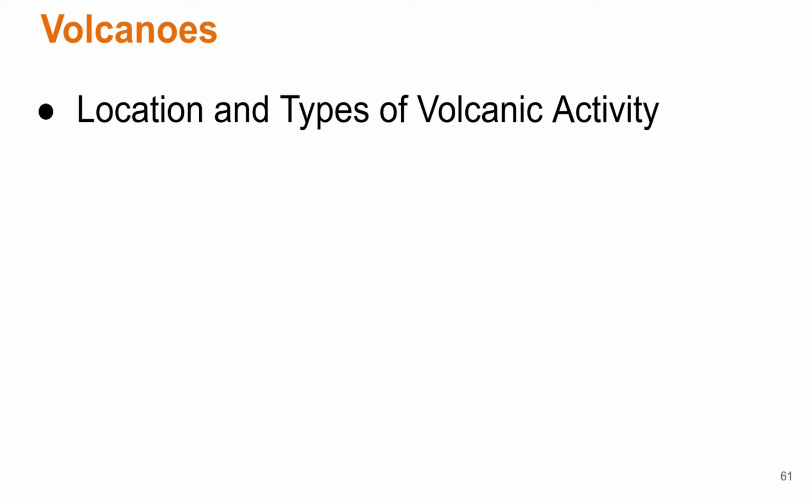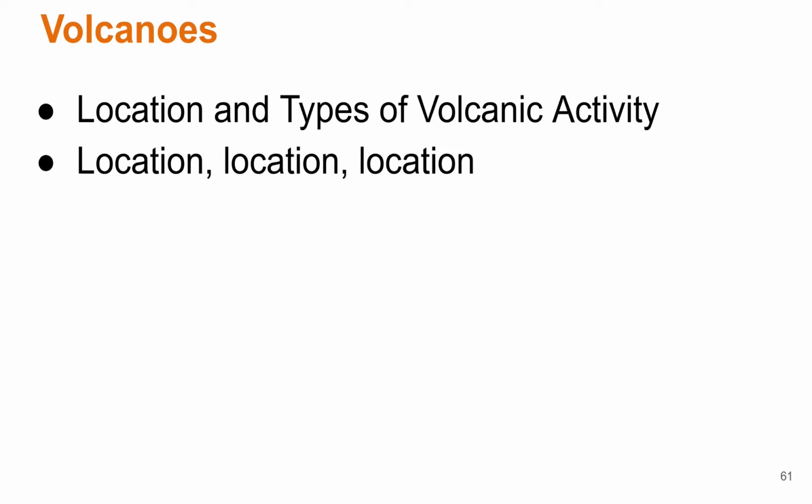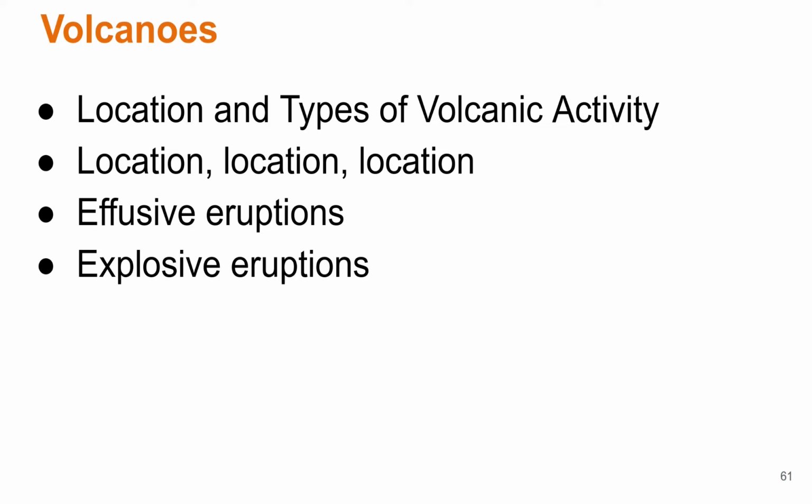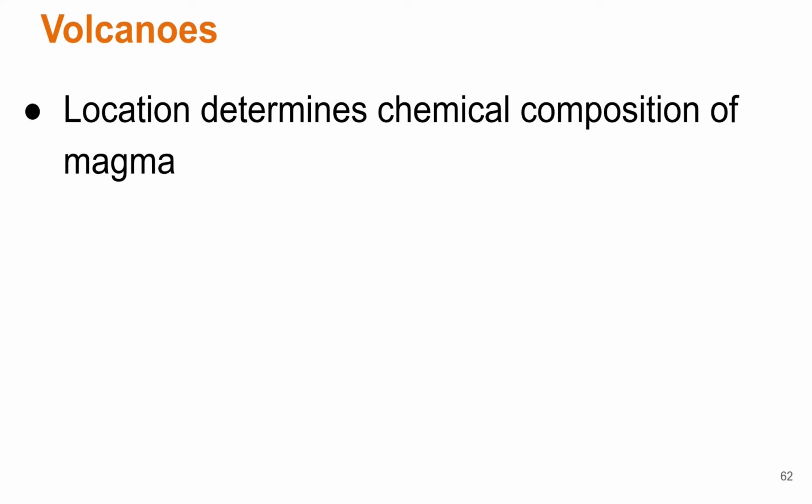So volcanoes, very, very similar. The location is going to determine everything. Location, location, location. Effusive means gushing or flowing eruptions. And explosive, just what it sounds like. They just explode. So the location determines the chemical composition of the magma.